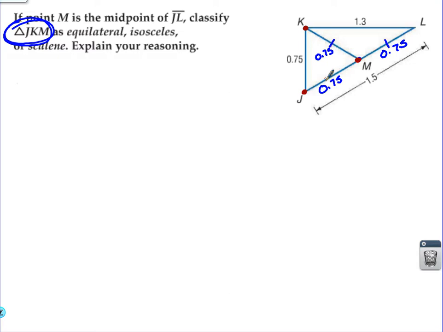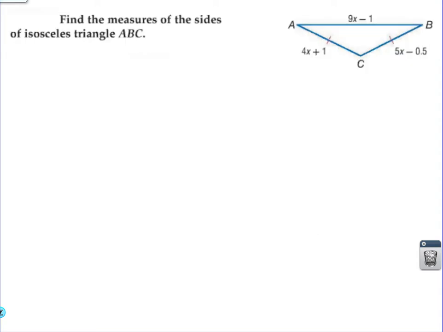It's isosceles. And we knew that before, right? Because they gave us tick marks. That is isosceles. Next problem. Find the measure of the sides.